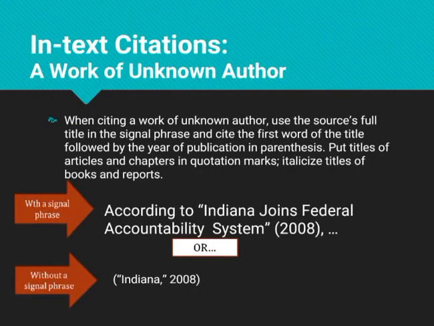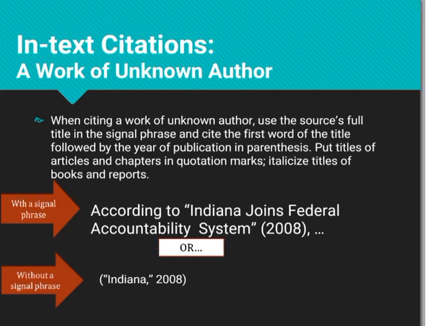In in-text citation, if we have a work of an unknown author, then when citing it, use the source's full title in the single phrase and cite the first words of the title followed by the year of publication in parentheses. Put titles of articles and chapters in quotation marks, and italicize titles of books and reports. With a single phrase: according to the Indiana Federal Accountability System, which was a report published in 2008, and this is the way when we have a work of an unknown author.